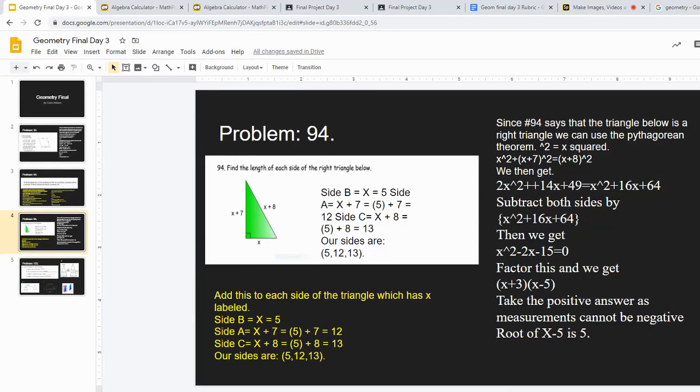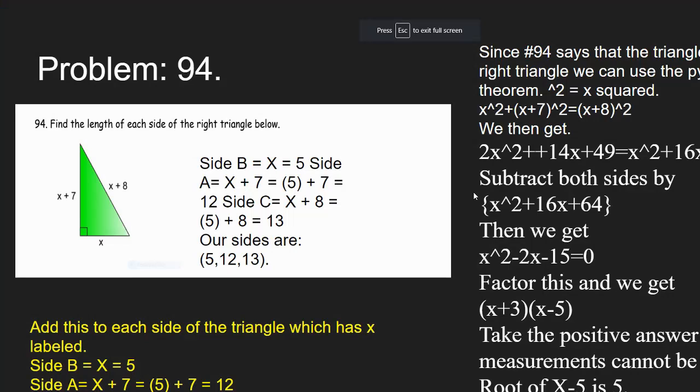Now, moving on from that irksome number 54, we're going to go with an easier problem. Problem 94. For problem 94, it is stated to be a right triangle. You could either find this out by just pointing out the right angle that is drawn in, or you could simply say it was stated to be so.